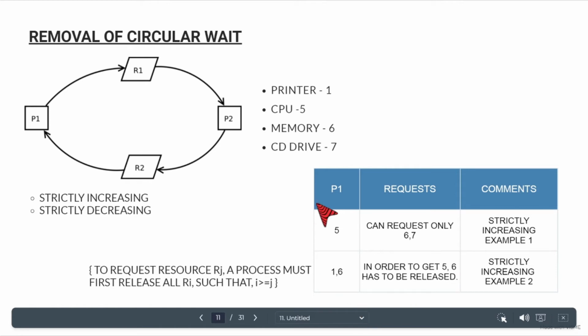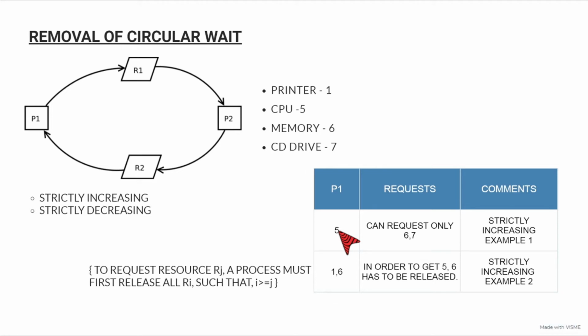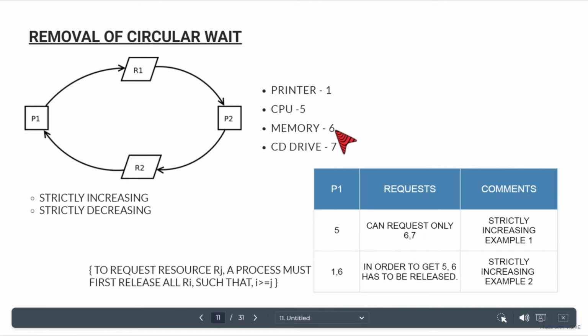I have taken an example for strictly increasing. So now I have CPU, that is 5. If I want to give a request, I can only request 6 and 7, because 6 and 7 are greater than 5 and 1 is not greater than 5. But if it is strictly decreasing, I can request only 1, that is printer. I can't request memory and CD drive, because 6 and 7 are greater than 5 and 1 is the only number less than 5. So in strictly decreasing, the value that we request should be less than the acquired value. In strictly increasing, the value should be greater than the acquired value.